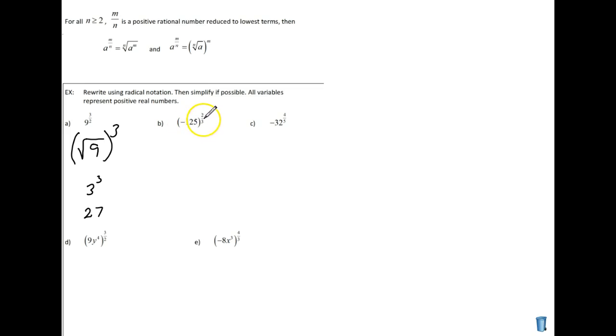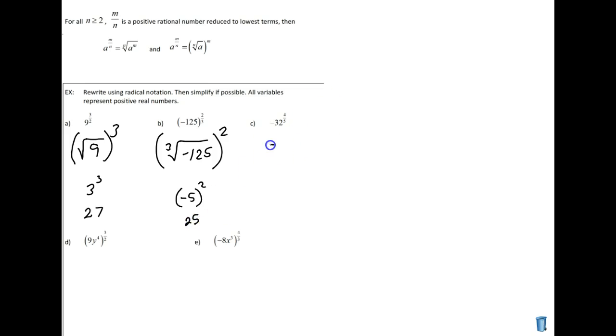How about this one? Negative 125 to the 2/3 power. So again, I'm doing the cube root, because that's the denominator of the fraction, of negative 125, and I'm raising that to the 2nd power, because that's the numerator of our fraction. Well, the cube root of negative 125 is negative 5, and when I square that, I get 25.